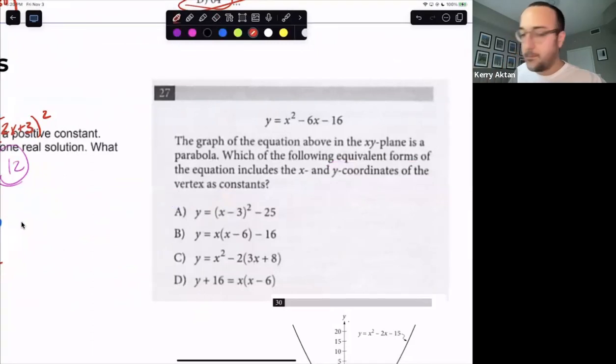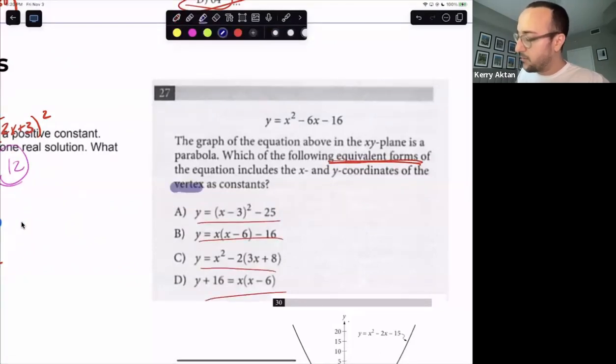So this one, again, Logan, yep, I'll do 34 on circles. Logan, this one is, again, they are all equivalent forms. They're all the same. But which one is showing you the vertex? Which one is in vertex form?